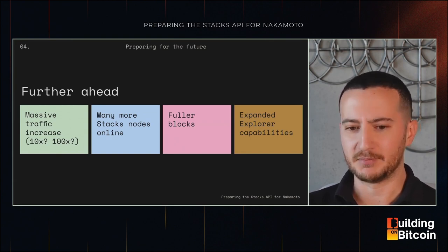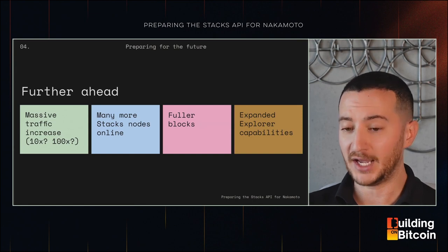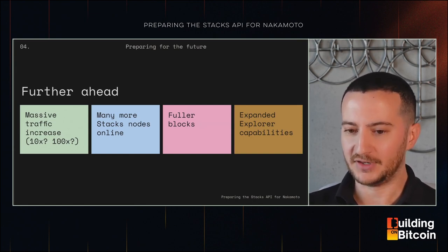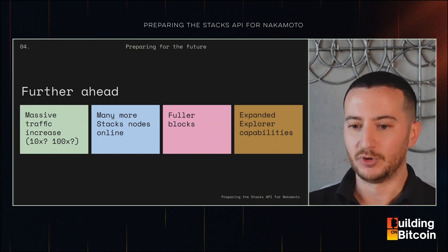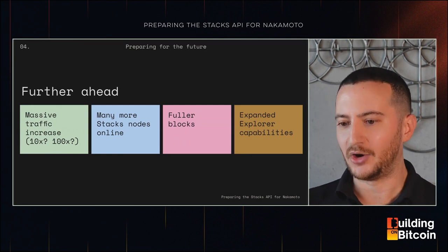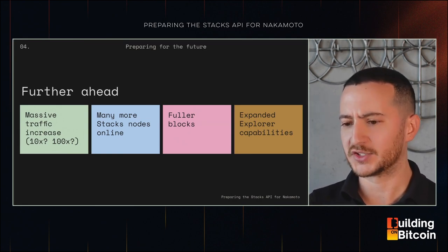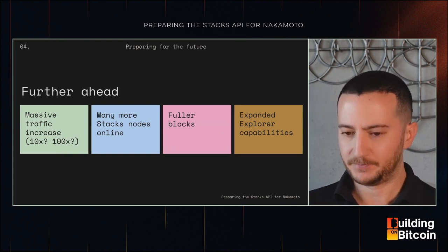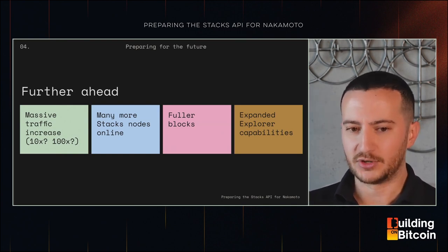We're also expecting many more Stacks nodes to come online, which means network activity is going to increase. We'll be able to see fuller blocks and obviously expand our Explorer capabilities so we can serve better information to our users. And yeah, so that's what we're working towards.